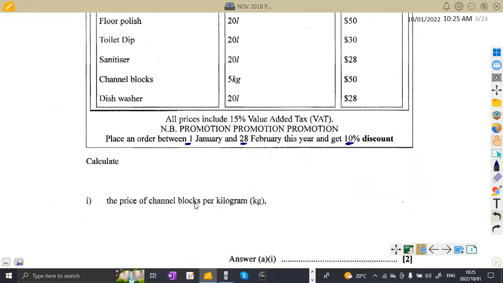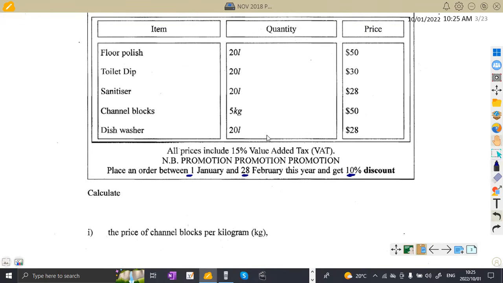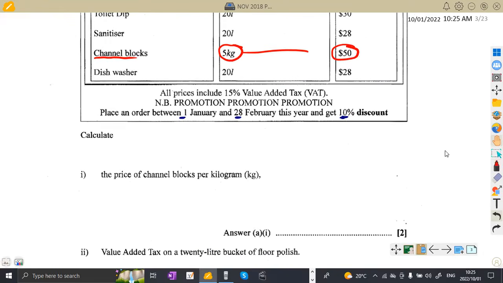Calculate the price of the channel blocks per kilogram. Okay, so you need the price per kg of what? Channel blocks. The channel blocks here cost, for 5 kgs, as you can see, this is your channel block that we are given. It's 5 kgs, the quantity, and the price is $50. So you can take it as a proportion to say 5 kgs from what I'm given corresponds with $50 for 5 kgs.